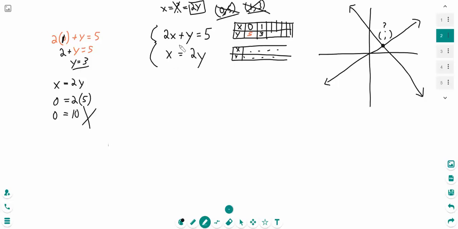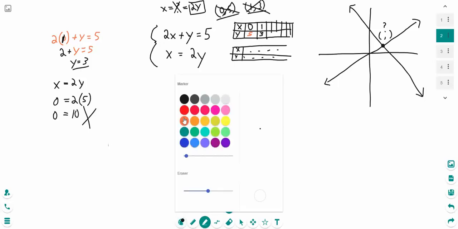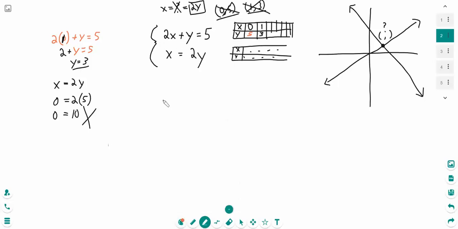Okay? So what we're going to do is we're going to take the second equation and recognize that that's all set up for us in the form of x is equal to something. And then we're going to go back to our first equation and plug that something in. So in this first equation, we have a 2, and then we have an x. But we know that the x is equal to a 2y. So we're going to substitute in for that x a 2y.